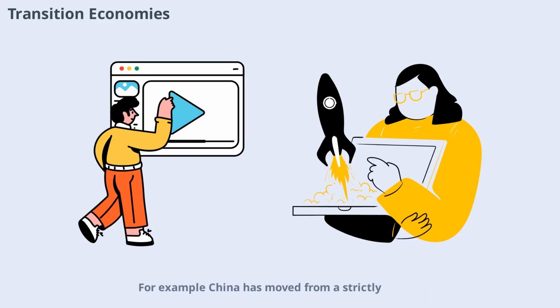For example, China has moved from a strictly command economy to a more market-oriented system, while still maintaining significant government control. These transitions can be challenging as they require changes in institutions, laws, and public attitudes.